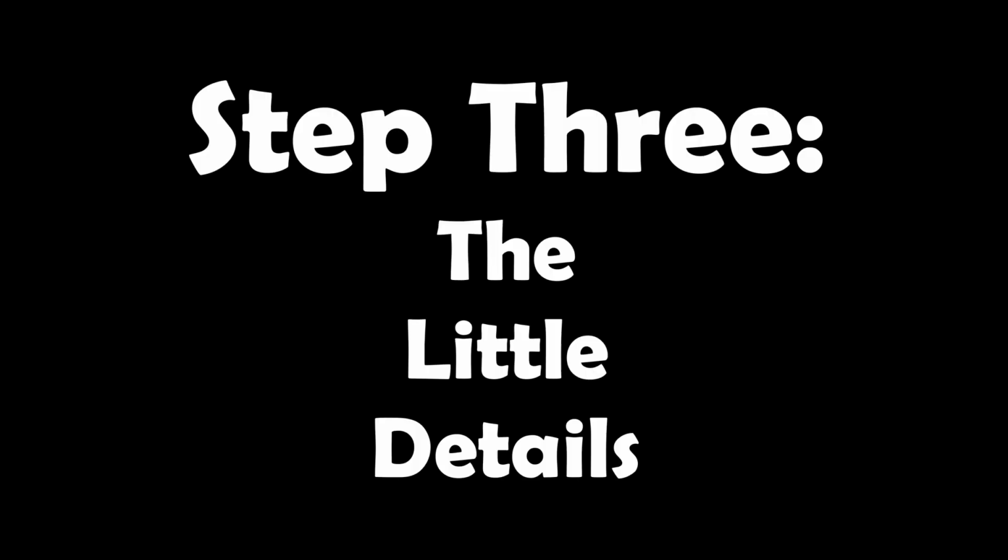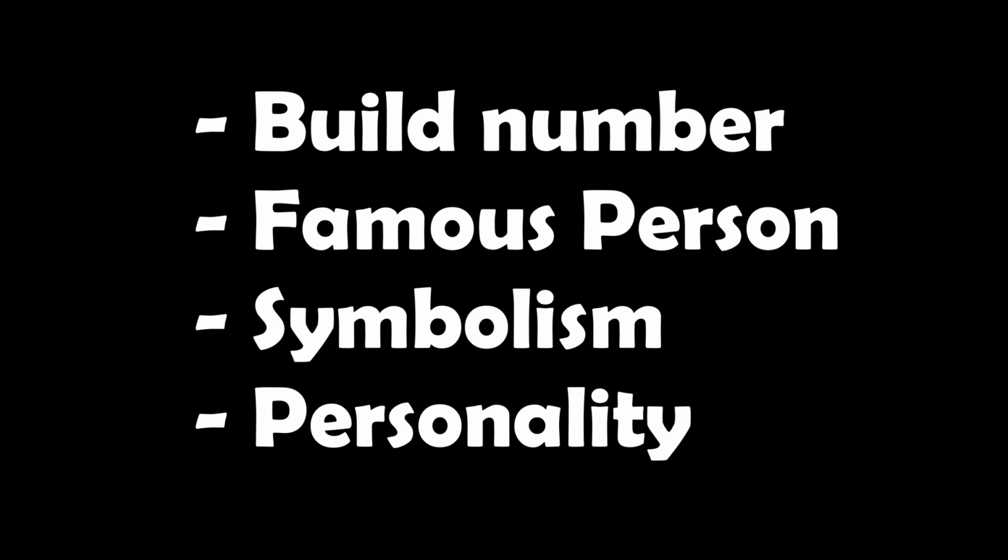Step 3. The little details. Now, it is time for the final touches of the character, and that being the name, livery, add a face, and railroad. Names can be fairly easy to give. If the character goes by the build number, then that could be the name. The character could be named after a famous person, friend, or you could even name the character based off of symbolism or personality. Livery is an interesting topic for an engine.